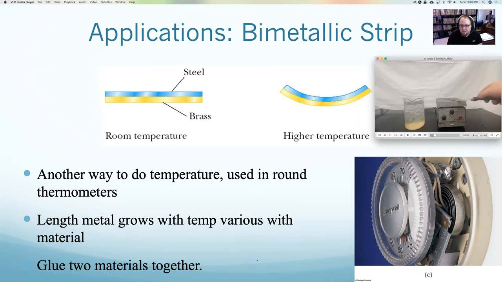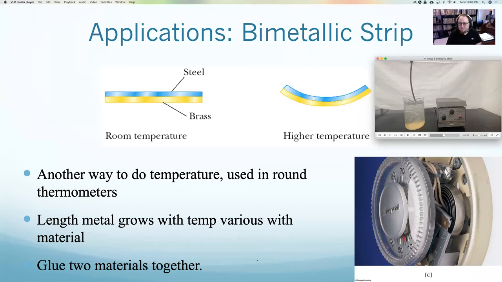So I'm just putting this on a hot plate set to 500 degrees. If one metal grows longer than the other, it'll cause this coil. When I heat this up, you can see this whole thing is starting to get a bend in it. As I said, it has a pretty good bend. This is how any dial thermometer works.